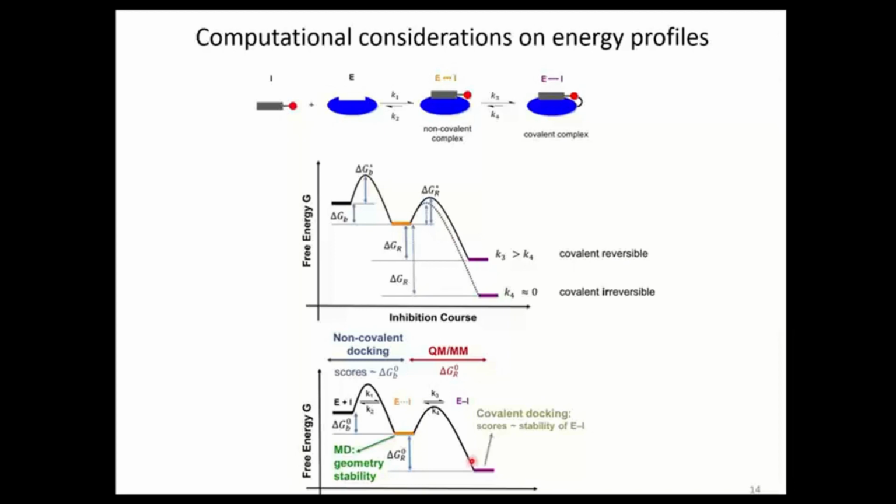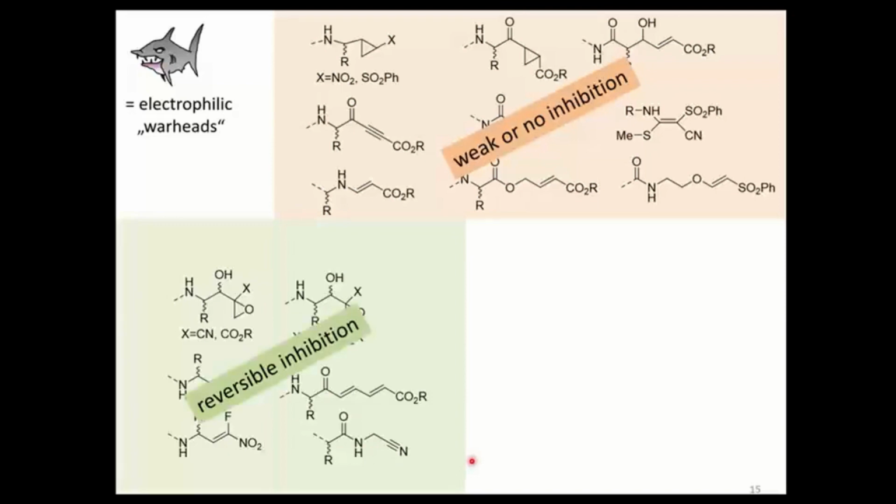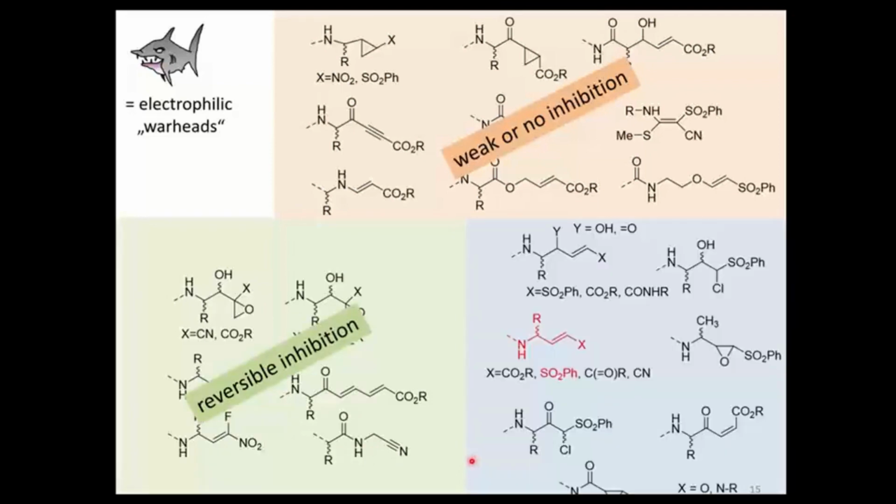There are, of course, other methods which can be used to describe the various steps of enzyme inhibition. However, I mentioned these approaches since we applied these to our current problem. So in the last years, our group investigated a lot of different electrophilic warheads, and we now have a huge collection of different warheads. Some of them turned out to be only weak inhibitors, some turned out to be reversible inhibitors, and some turned out to be irreversible inhibitors.